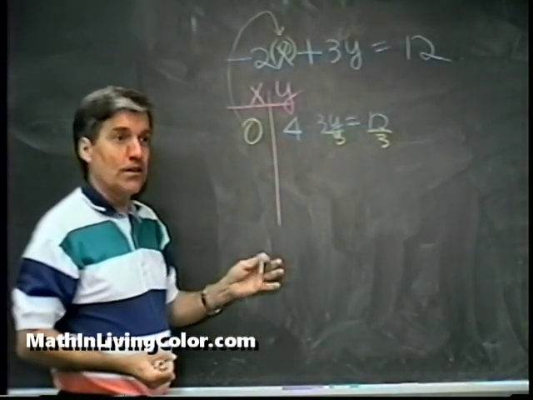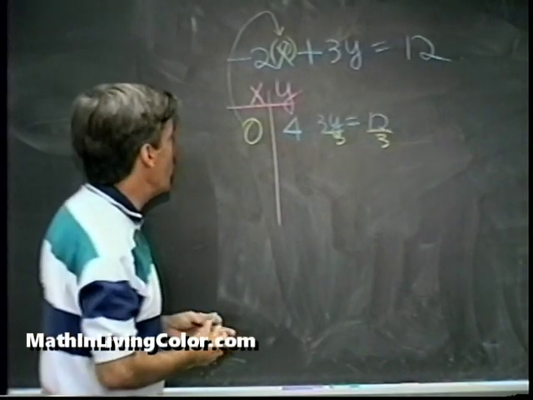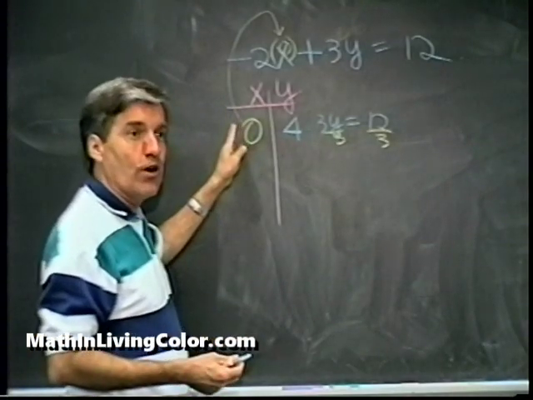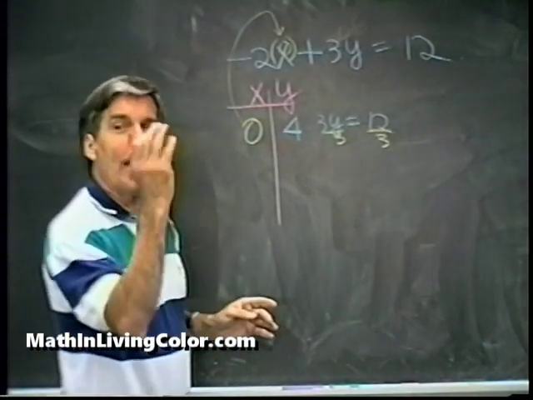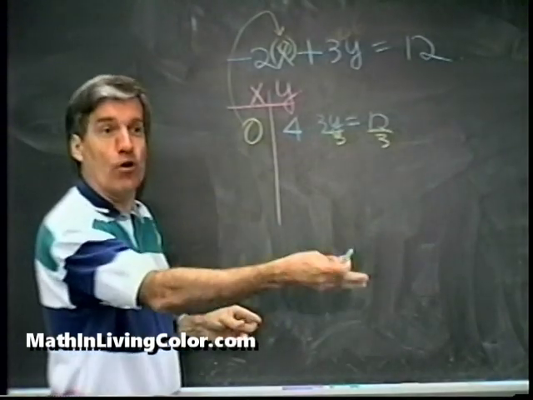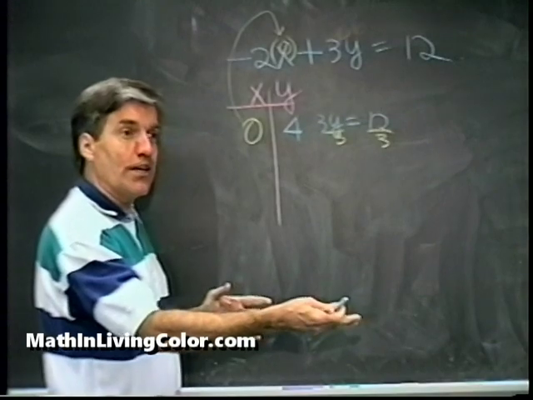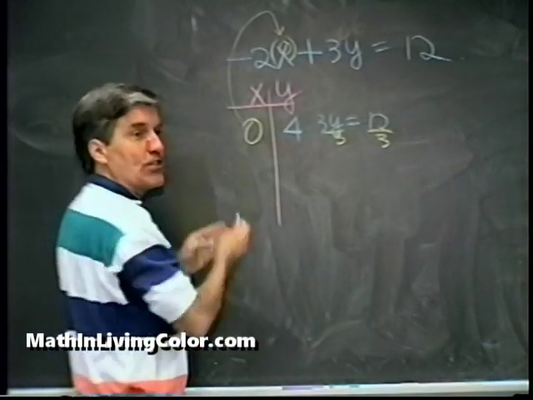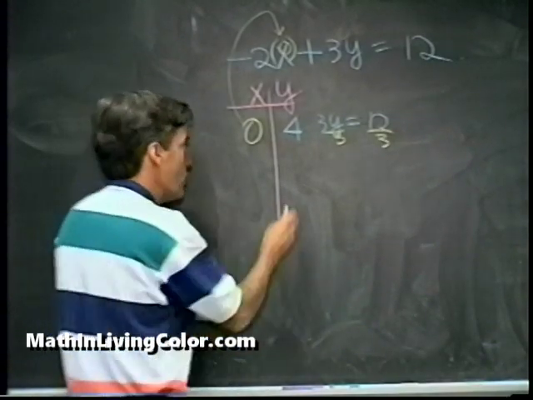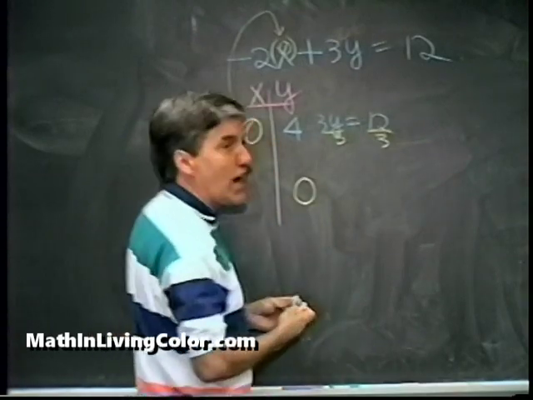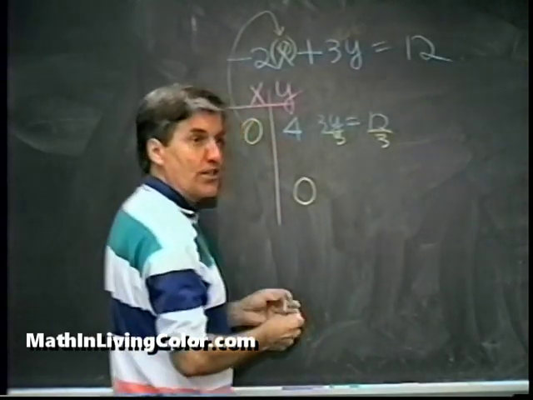Isn't that easy? You know what? If that was so easy to let x equal 0, why don't we let y equal 0 to get the other point? Wouldn't that be just as easy? In other words, if the 0 point for x is so easy, let's use 0 point for y. Let's let y equal 0. Do you see what I'm going to do now?